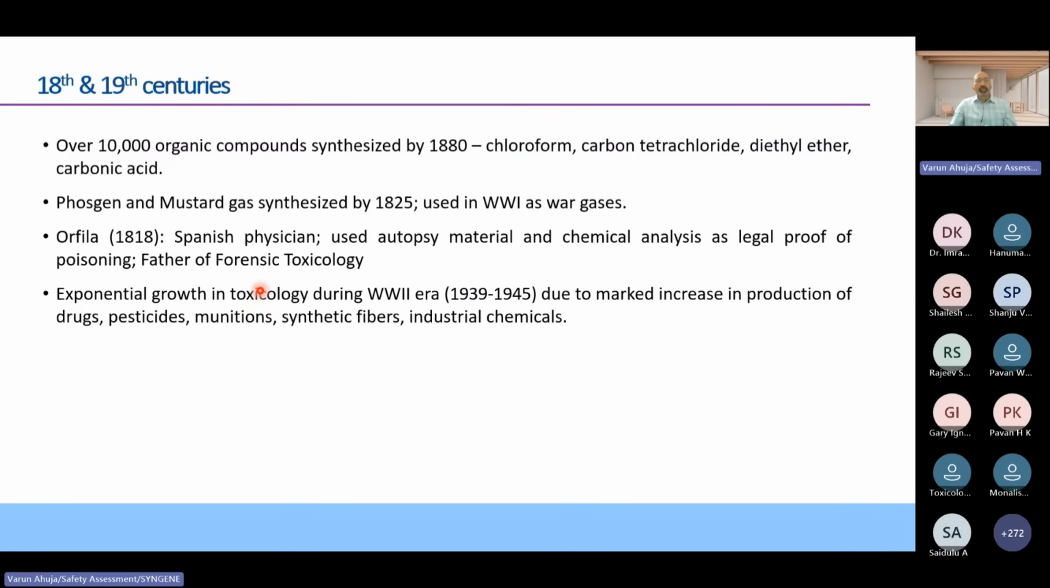Then moving on further, in the 1900s, there was exponential growth in toxicology during the World War II era, due to marked increase in production of drugs, pesticides, munitions, synthetic fibers, industrial chemicals, etc. So this is quite interesting. You can go through the links also, which I have mentioned in the notes, if you have time to read this.